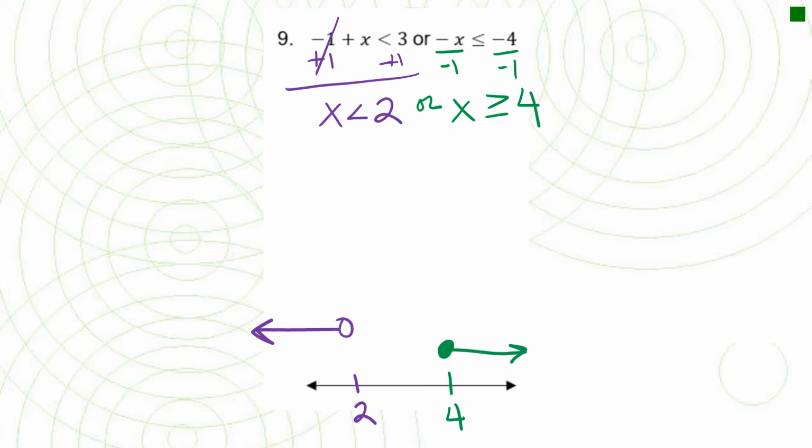Now for my final solution, I bring everything down. So this is part of the solution. So open circle shading to the left, and then closed circle shading to the right is my final answer. Because the OR means you're happy with either one. So I bring them both down because that's part of my solution set.